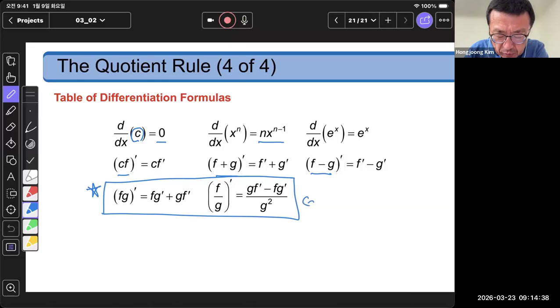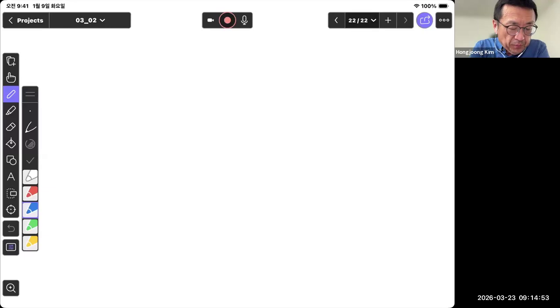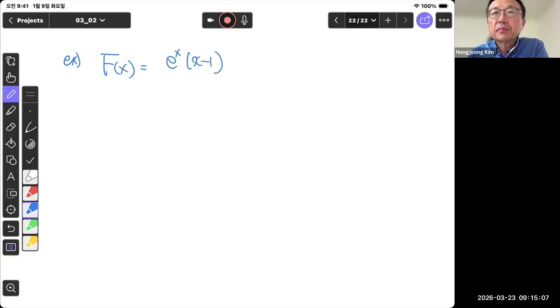Please be careful with the product rule and the quotient rule. Before we go to the next section, let us consider one more example. Suppose that I have f of x, which is defined by, say, e to the x times x minus 1.